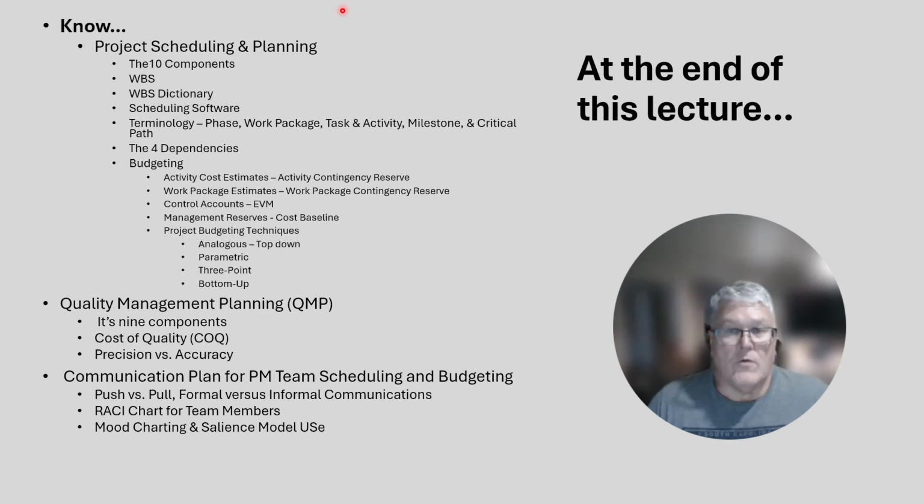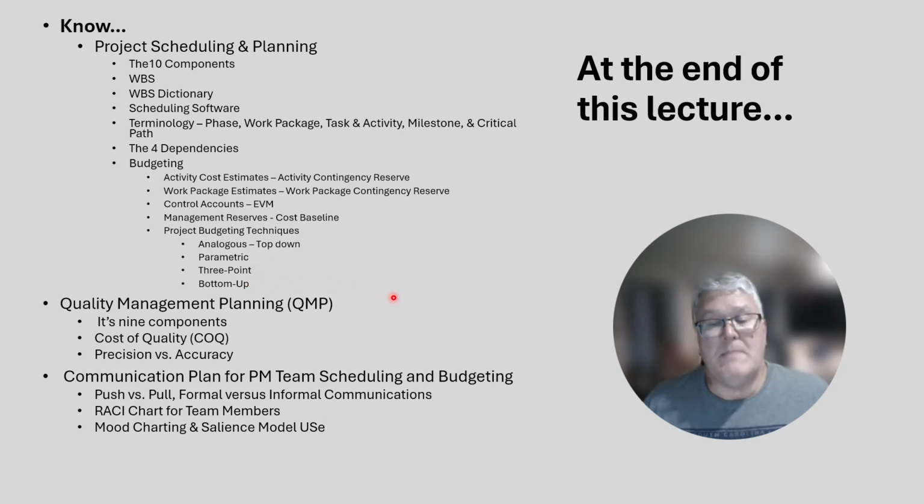And with that said, you should know project scheduling and planning, the 10 components: work breakdown schedule dictionary, types of software that you can use for scheduling and planning, terminology that goes with scheduling and planning: phase, work package, task, activity, milestone, and critical path, the 4 types of dependencies, and then budgeting concerns: activity cost estimates, activity contingency reserve, work package estimates, work package contingency reserves, control accounts and how they relate to earned value management, management reserves, cost baselines, project budgeting techniques, analogous, which is then top down, parametric, 3-point, know the formula for that, and then bottom up.